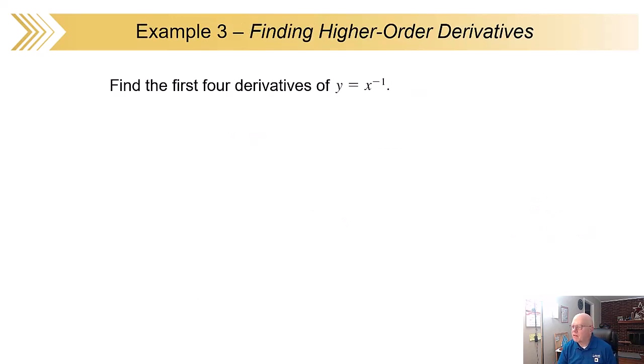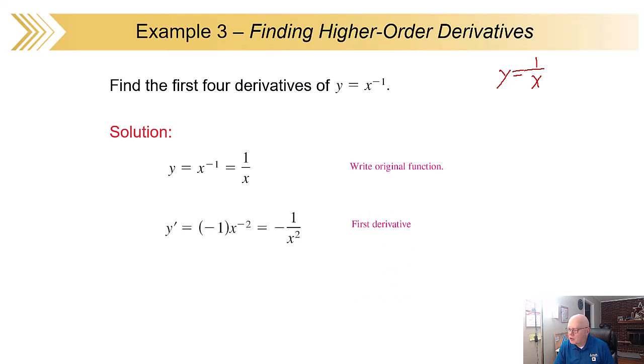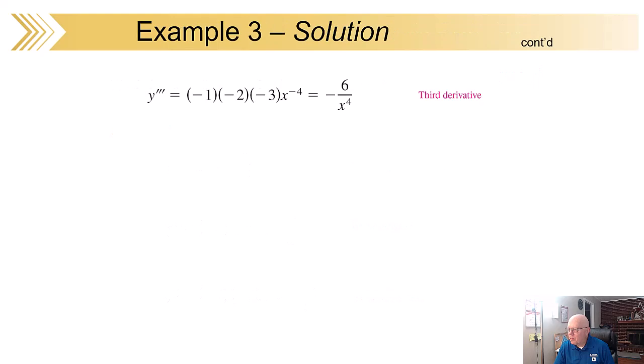First four derivatives of y to the negative 1. Remember, it's y equals 1 over x. Remember our rewriting that's so helpful? So there was your original function. There's your first derivative. There's your second derivative, your third derivative, and your fourth derivative.